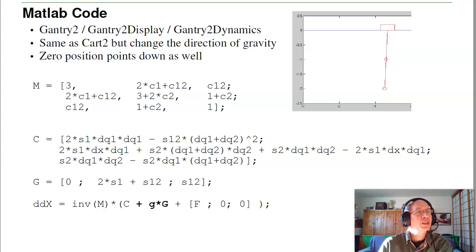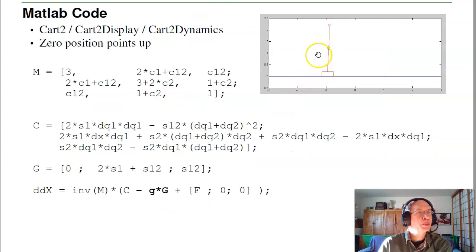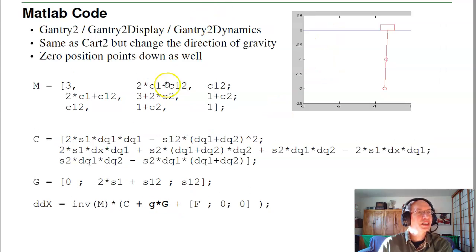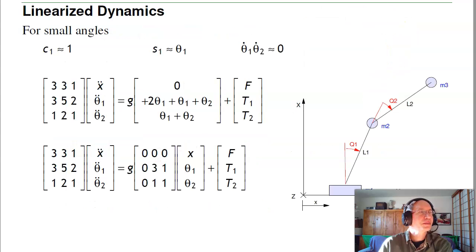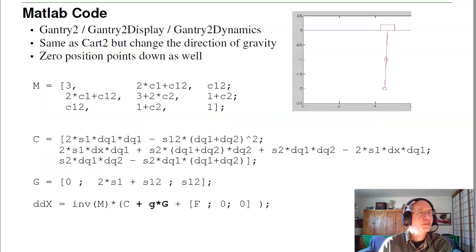And if I want to do the double gantry system, it's the same idea. All I do is change the sign of gravity. If gravity is pointing up, I get a minus g. If gravity is pointing down, put in a sign difference, and change the display routine so that 0 is pointing down. It's now pointing down. So I get two for one: an inverted double cart system and a double gantry system. With that, I can simulate it.